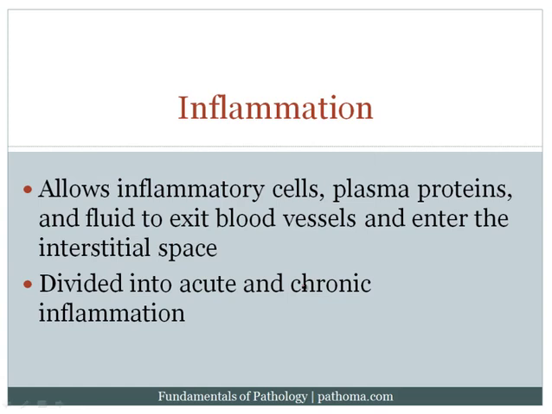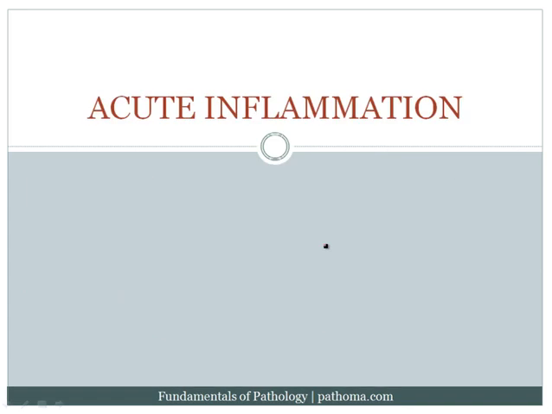So let's go back and review what's in your text. So we say that inflammation allows inflammatory cells, plasma proteins, and fluid to exit the blood vessel and enter the interstitial space. And remember that the interstitial space is basically the tissue space outside of the blood vessel. It's where the inflammation is actually occurring. And this can be divided into acute inflammation and chronic inflammation. And again, acute inflammation will be hallmarked by neutrophils and chronic inflammation by lymphocytes. So your text then goes into acute inflammation, and that's going to be the next major subtopic.